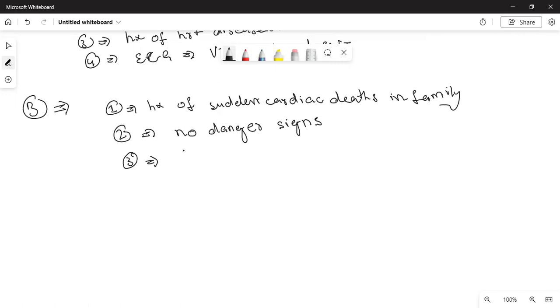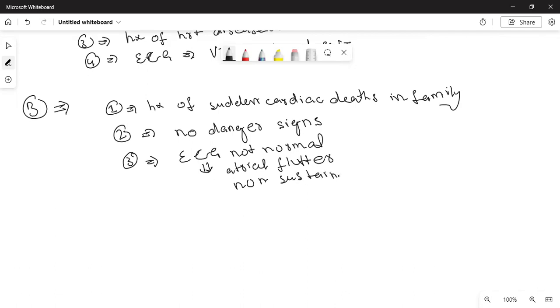But you have done an ECG and the ECG is not normal. So the ECG might show atrial flutter, or non-sustained SVT. So the ECG is not normal, but the ECG does not show ventricular tachycardia or sustained supraventricular tachycardia, because as you all know, ventricular tachycardia is a high risk patient, and also sustained supraventricular tachycardia is a high risk patient. So the ECG is not normal, but the ECG is not very high risk.